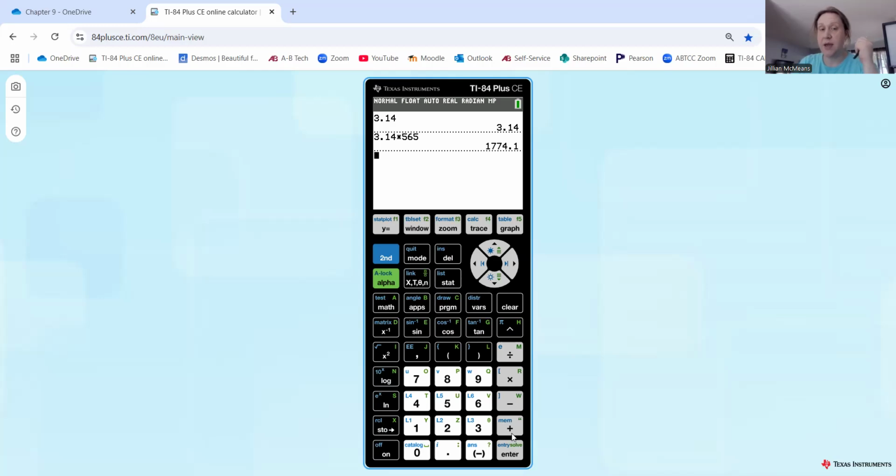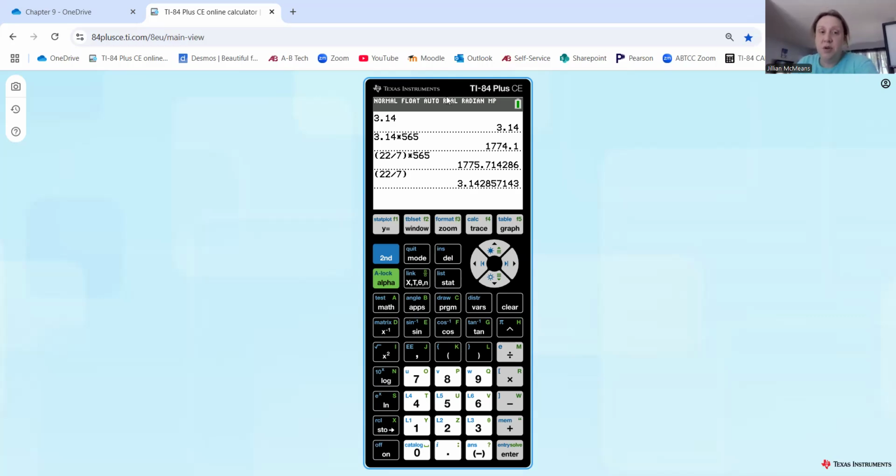1,774.1. That's great. Well, what if instead I used 22 over 7? Instead of 3.14 as my approximation, I'll do 22 divided by 7, and then multiply it by 565. This time I get 1,775.714 and so on. Why is that? If I take 22 and divide it by 7, I don't get exactly 3.14. I get 3.142857143. So when I multiply it by a big number like 565, those extra decimal places make my answer bigger than with the truncated 3.14.